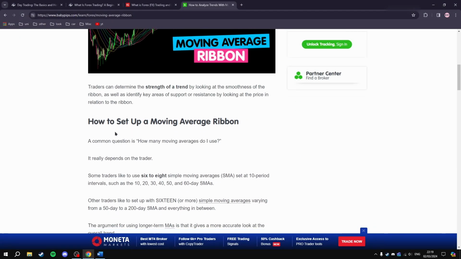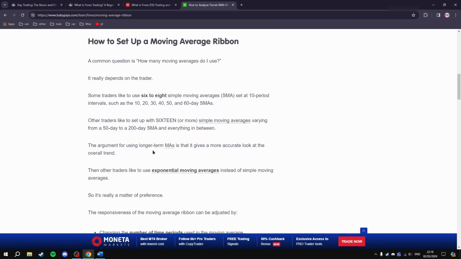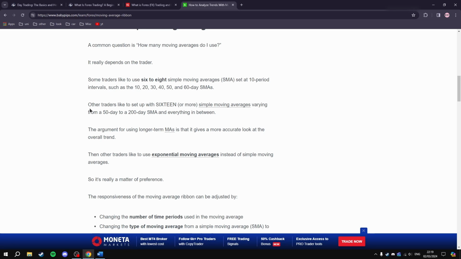How to set up a moving average ribbon. A common question is, how many moving averages do I use? It really depends on the trader. Some traders like to use 6 to 8 simple moving averages set at a 10-period interval, such as the 10, 20, 30, 40, 50 and 60-day simple moving averages. Other traders like to set up with 16 or more simple moving averages, varying from a 50-day to a 200-day simple moving average, and everything in between.